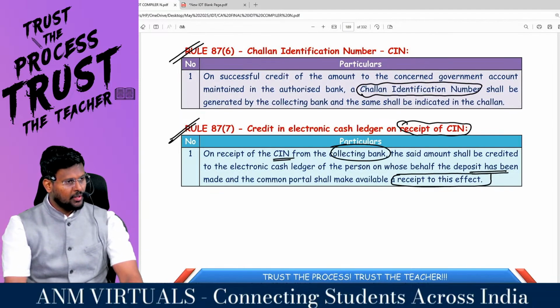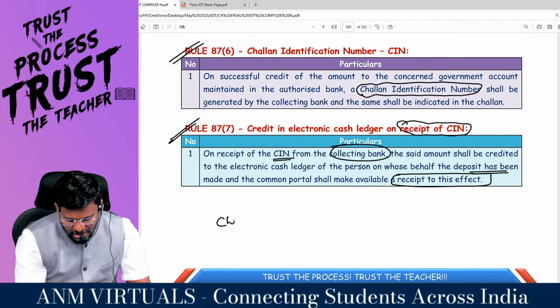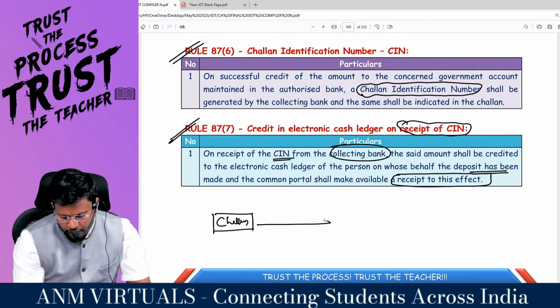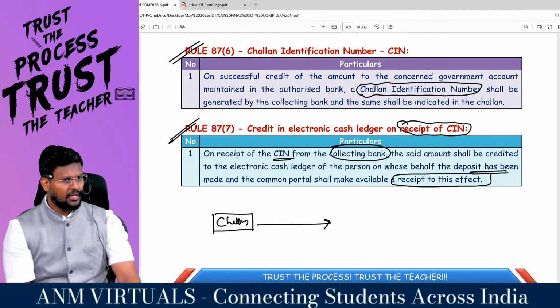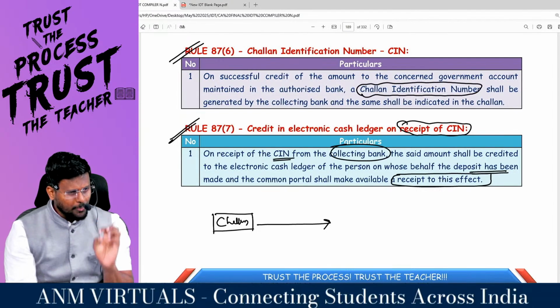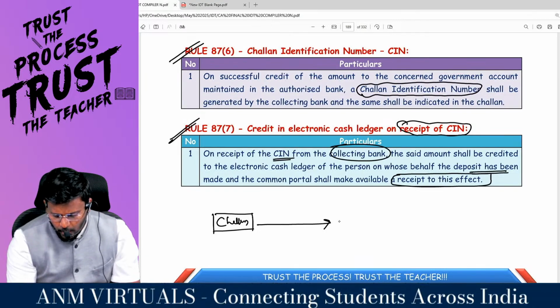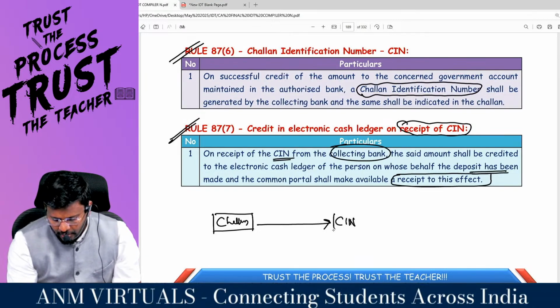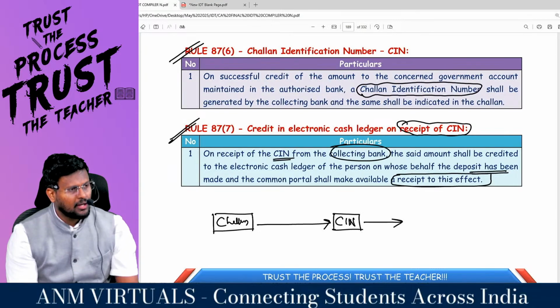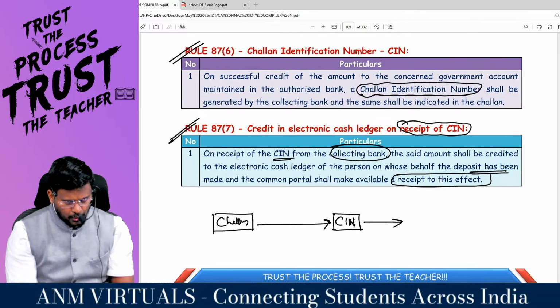to this effect. So first you have to create a challan. Once the challan has been created, that challan will be valid for how many days? 15 days. Then you can make the payment. Once you make the payment, sir, once that payment is successful, the bank will create a SIN. What is SIN? Challan identification number. That means our payment is successful.